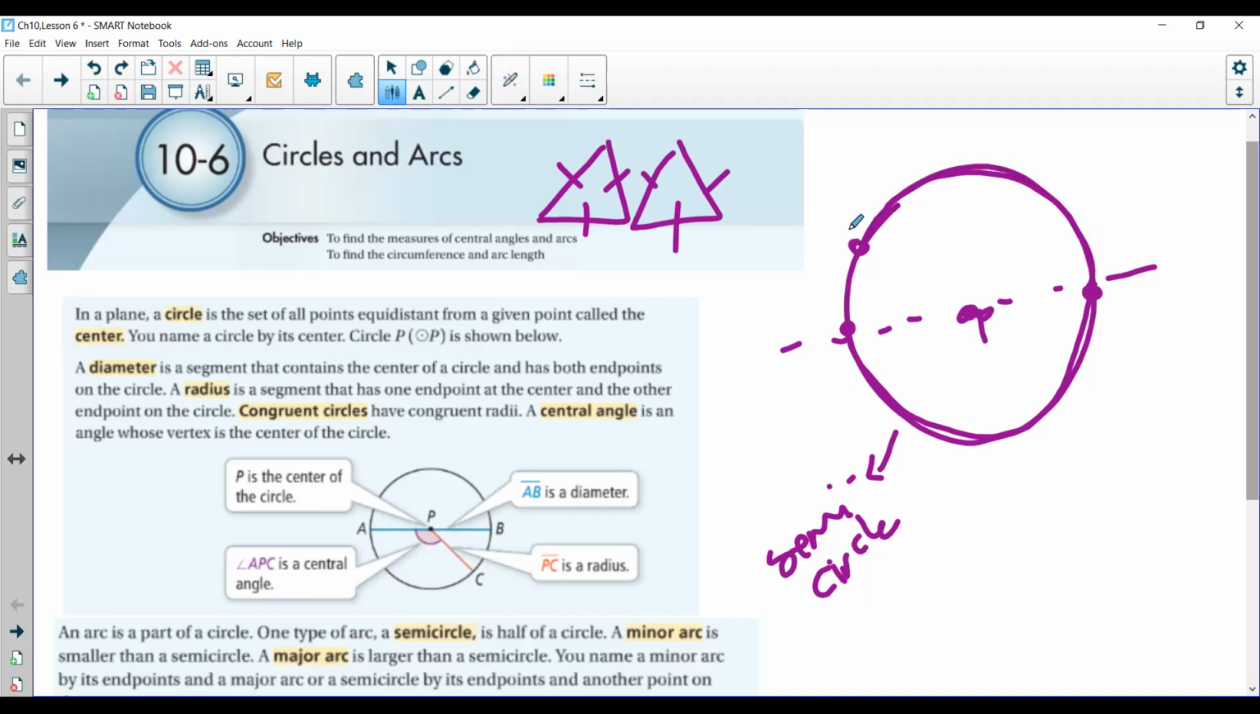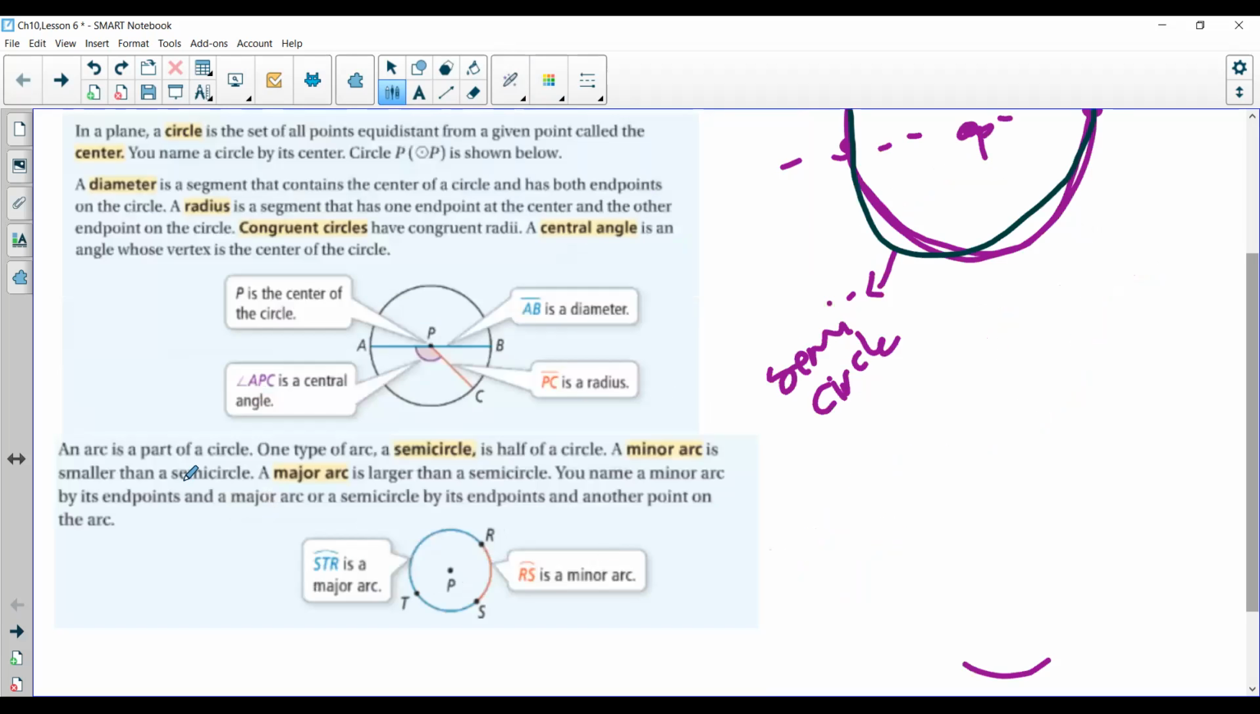And there's another arc, but this arc is greater than the semicircle. It starts from this point and ends at this point. It's greater than the semicircle. We call it the major arc. Look at this picture here. So an arc is a part of a circle.